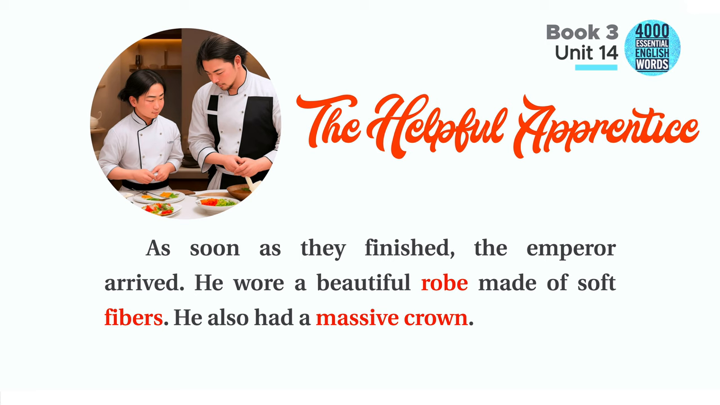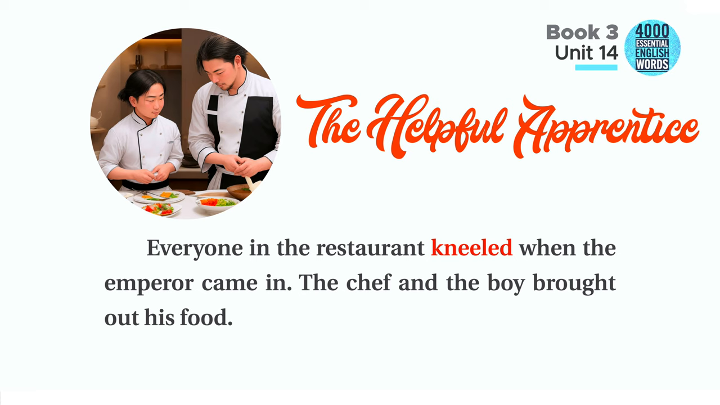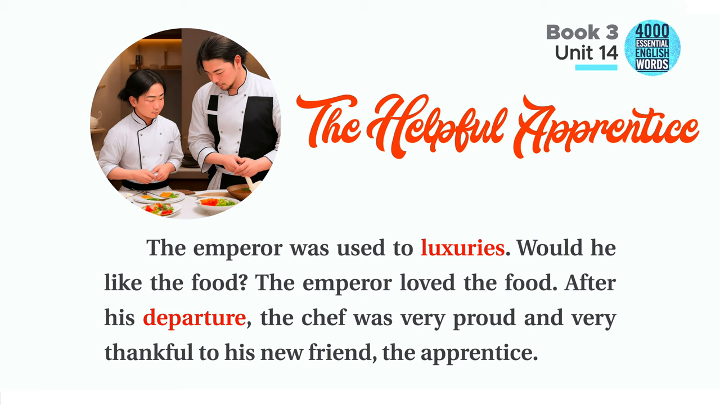He wore a beautiful robe made of soft fibers. He also had a massive crown. Everyone in the restaurant kneeled when the emperor came in. The chef and the boy brought out his food. The emperor was used to luxuries. Would he like the food? The emperor loved the food. After his departure, the chef was very proud and very thankful to his new friend, the apprentice.